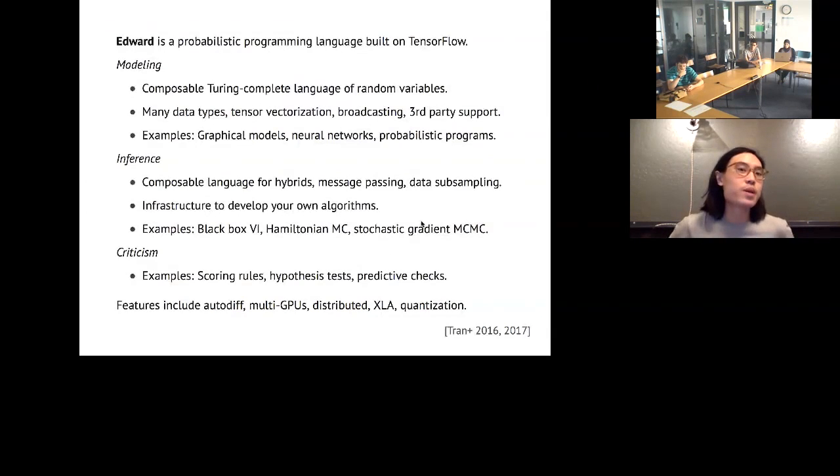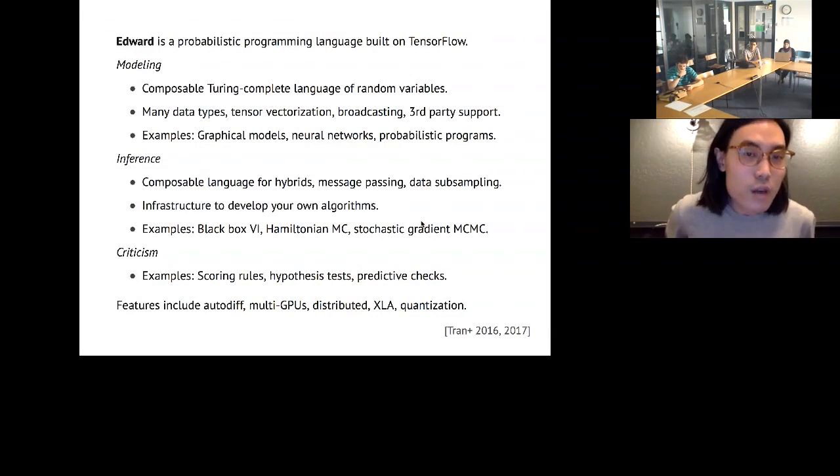Great. And here's a technical overview of what Edward is. It's a probabilistic programming language. It's built around TensorFlow as the main infrastructure, and for each of these three things, here's what it does. For modeling, it has a Turing-complete language for the random variables, and it has a large set of features to do very flexible modeling.